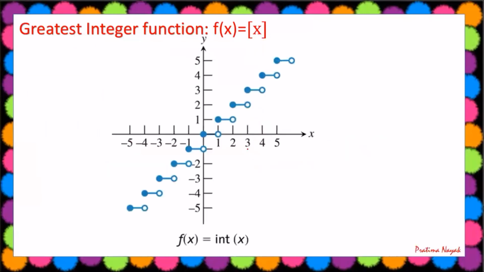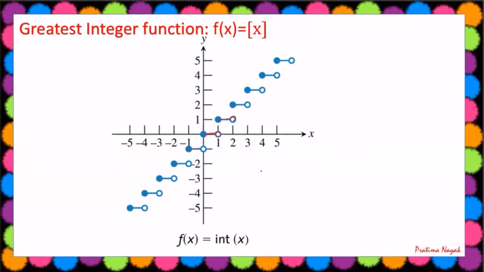So what is the graph? The graph of this function is this. From 0 to 1, it is 0. 1 is not included. From 1 to 2, the value is 1. At 2, it takes a jump. Then from 2 to 3, 2 is included, and the value is 2. From 3 to 4, the value is 3, and so on. In the negative direction also, from -1 to 0, it will be -1. From -2 to -1, it will be -2, and so on.